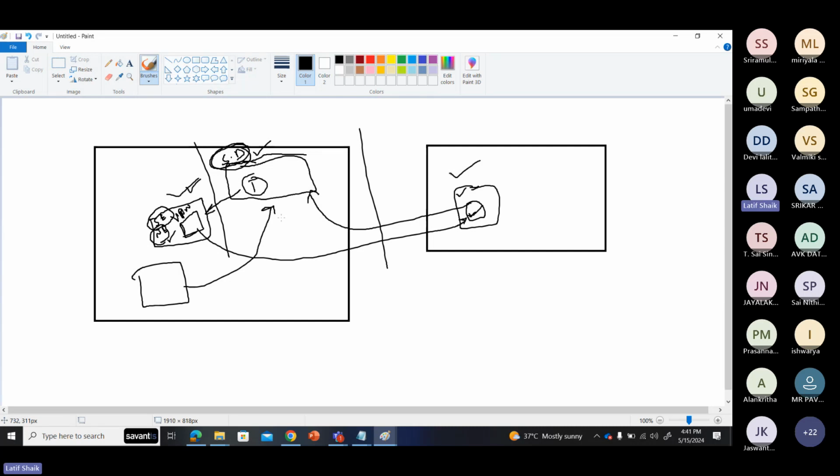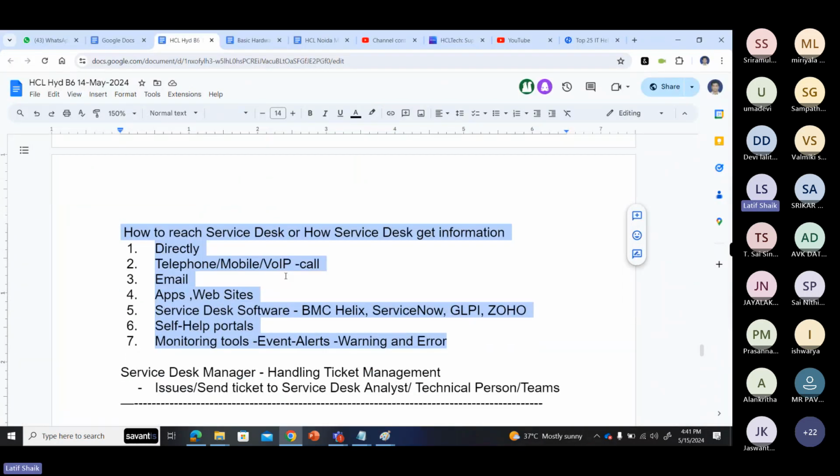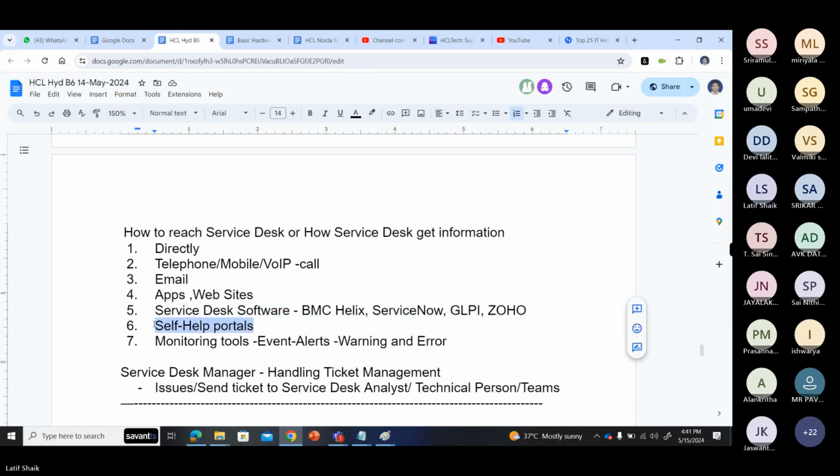And there are different ways. Directly you can go, or by telephone call, or maybe a video call we can do it. Mobile phone voice or IP calls you can do, mail communications. There are specific applications, mobile applications or websites, self-help web portals. Using these we are able to reach the service desk.